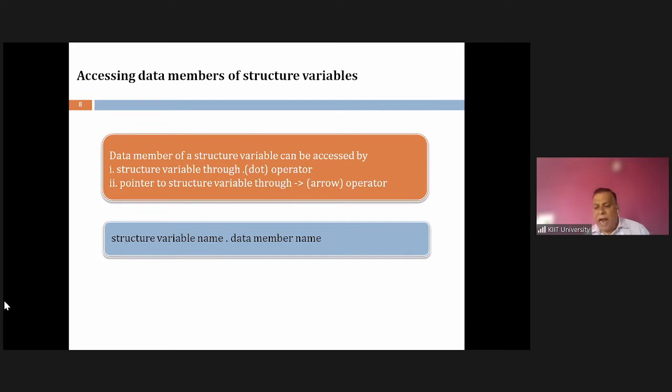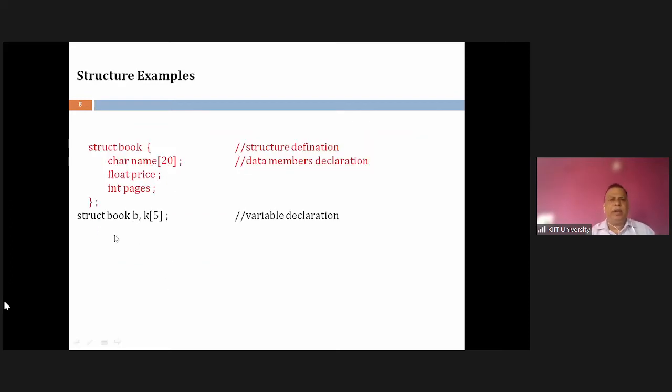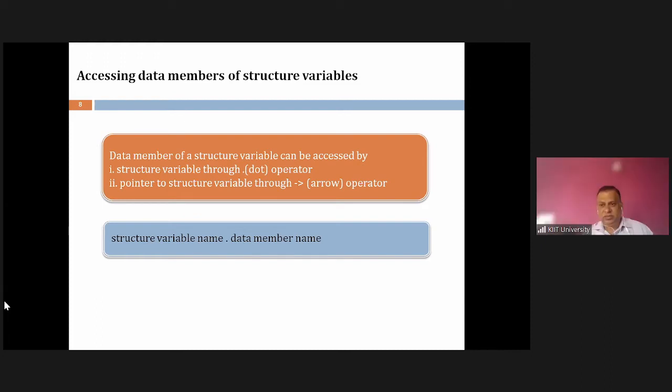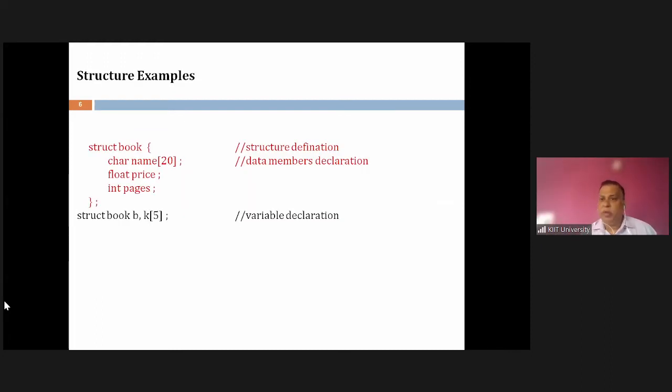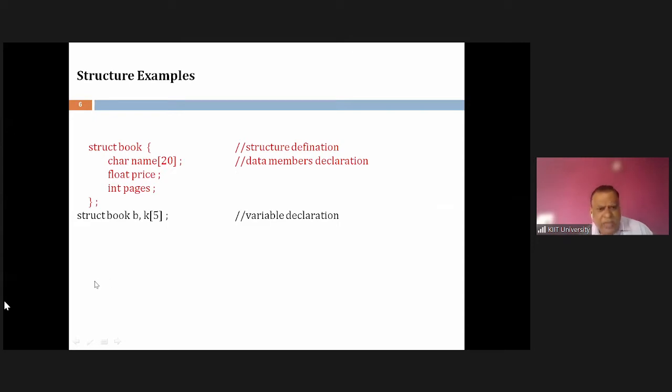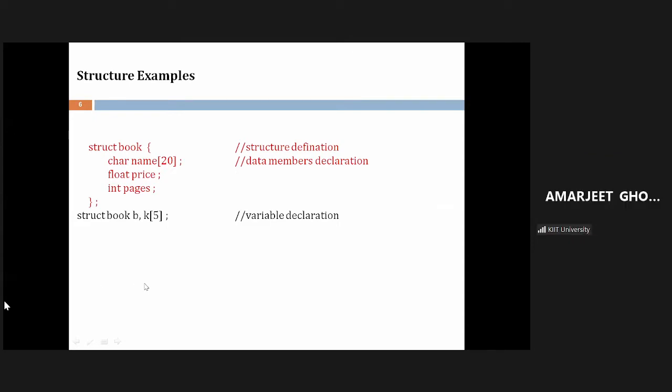Had B been a simple variable, int B or float B, how would I have accessed it? By writing only B, yes. Same thing will be written before the dot. And after the dot, I'll write the name of the data members. How would I have accessed the price had it been only float price? By writing price. How would I have accessed pages? By writing pages. Only pages.